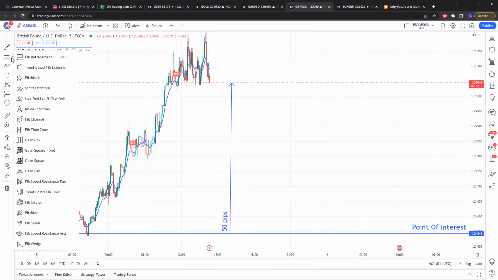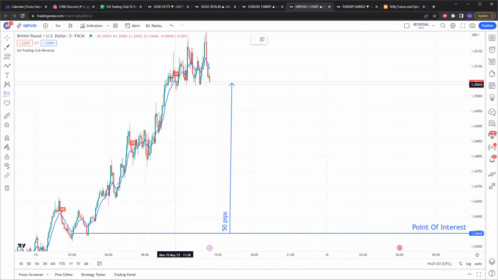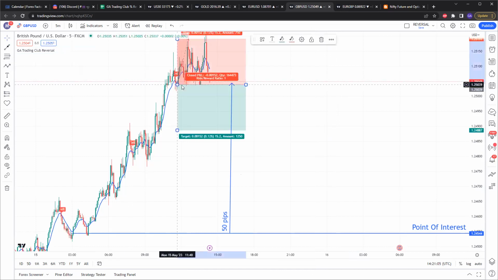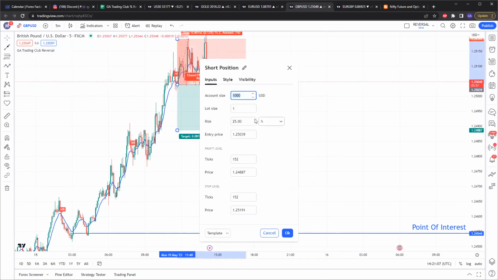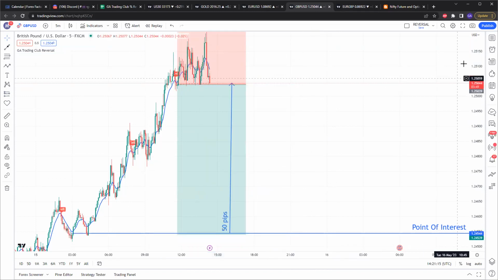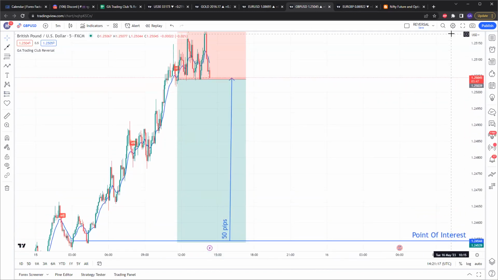Did you enter this one? Yes, this one. I just got back in when it got back around that sell area, but yeah, that one. So if you did a 50 pip stop loss, 50 pip TP, okay, you'd have been in drawdown about a couple of pips.